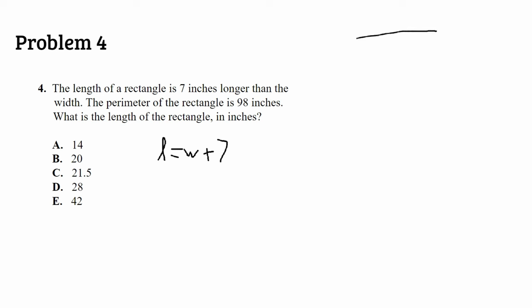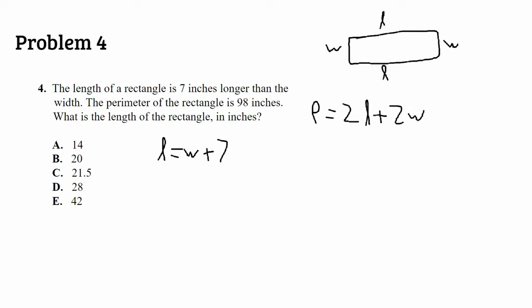Now just a reminder, everyone, with perimeter, we have a rectangle. This is the width, this is the width, this is the length, this is the length. So the perimeter is equal to 2 times the length plus 2 times the width. Now I'm going to replace the P value there with 98 because we know the perimeter is 98, and that is equal to 2 times the length.